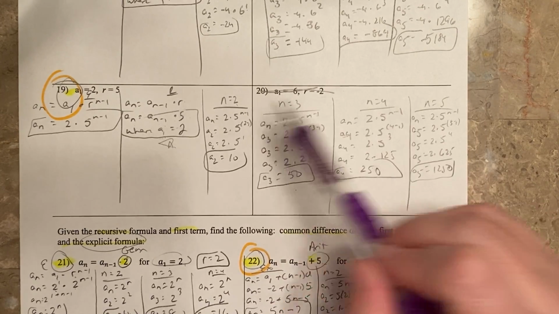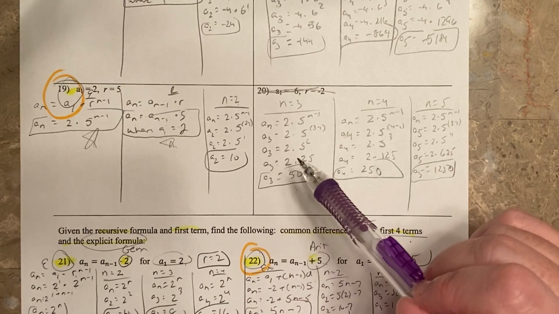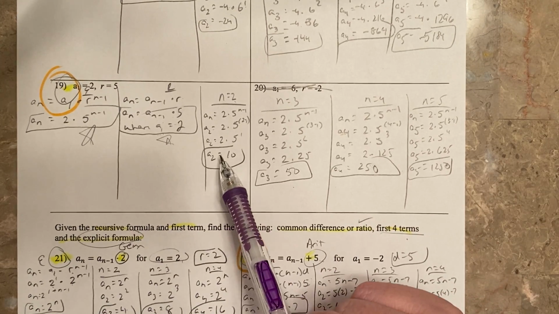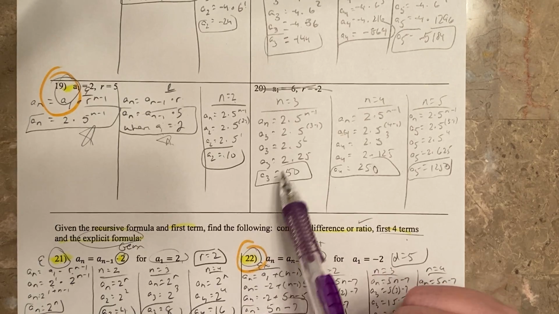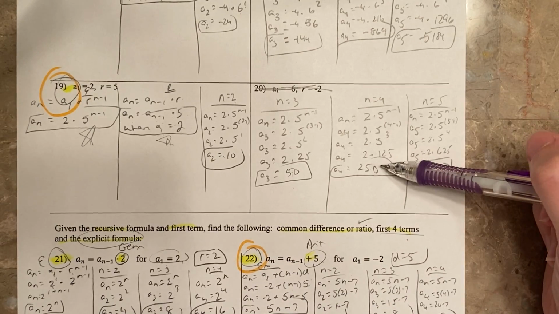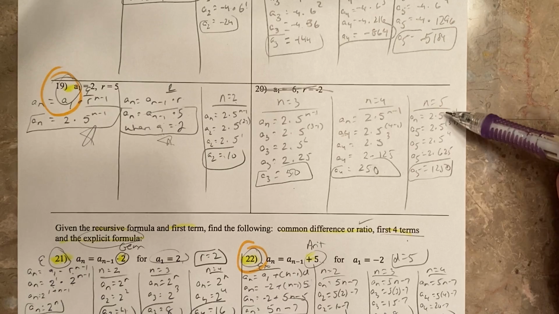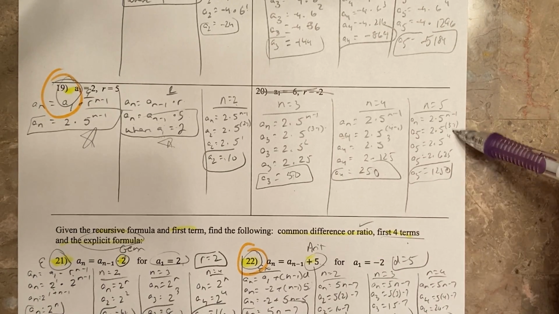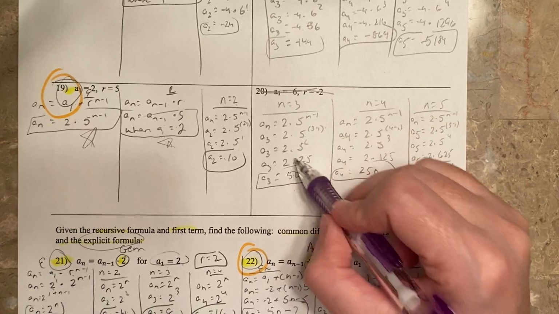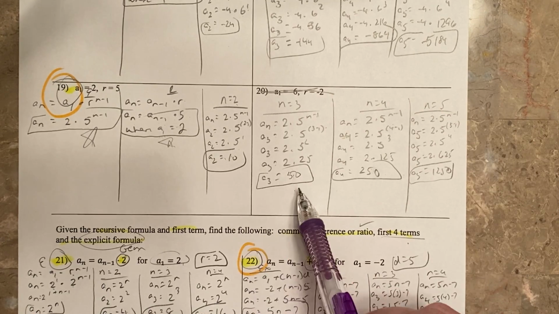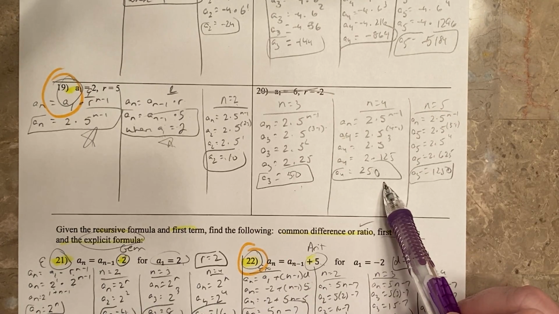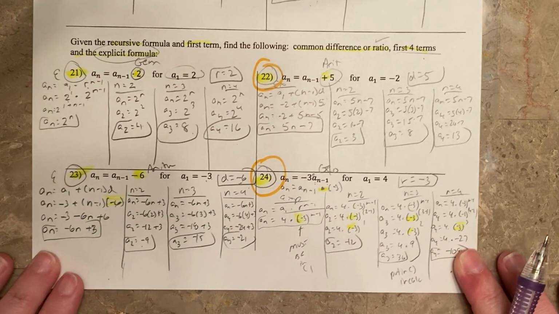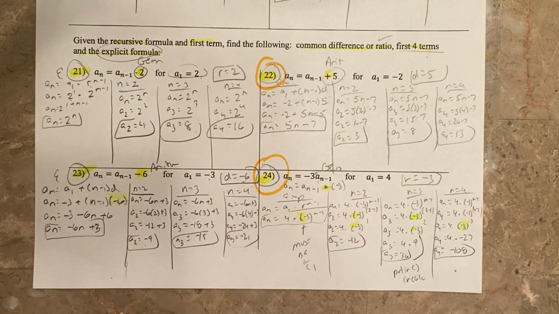Okay, for 2, 3, 4, and 5, again, I always go back to the explicit. I just think it's so much easier, but that's my personal opinion. So here again, a sub 2, n equals 2, a sub 3, n equals 3, a sub 4, n equals 4, and a sub 5, n equals 5. For each one of them, plugging it in, you're working on those exponents first. You're figuring out the exponents for the 5s, and then multiplying, you should get 10, 50, 250, and 1250. So some big numbers.